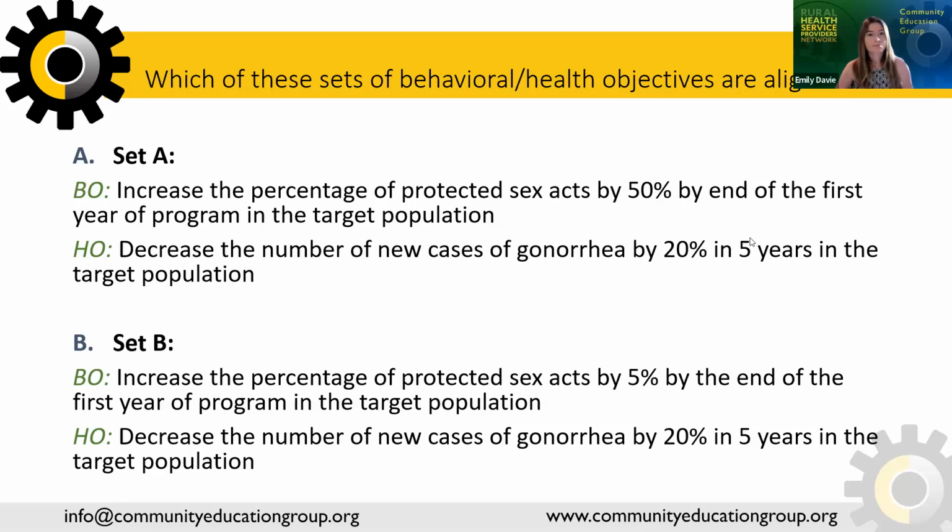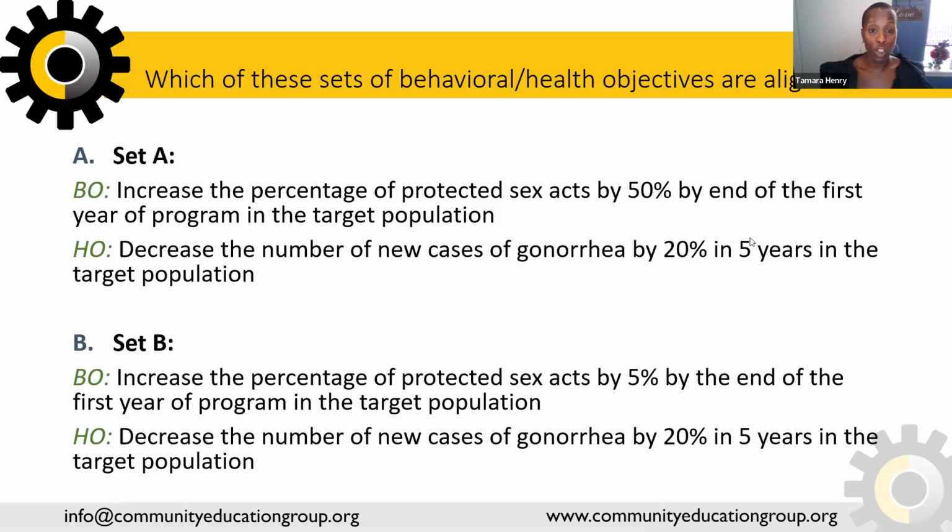Okay, and I appreciate you explaining that, because when I give this example in class, a lot of people pick A because they look at the 50% in the behavioral objective with the exact rationale you provided: the higher the percentage of protected sex acts, the more likely we are to see a health objective accomplished. But one of the things that's equally important for our health objectives, and the reason I have this here as an example, is that a lot of the work I do is around sexually transmitted infections.